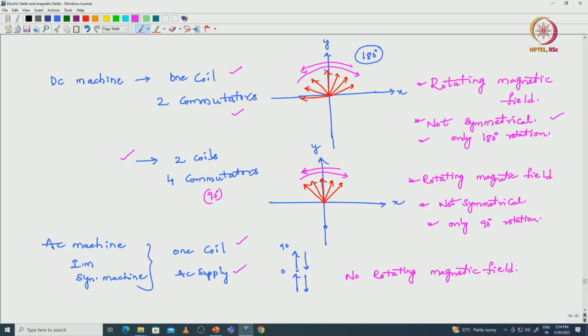On the other hand, in AC machines like induction machines and synchronous machines with a single coil and AC supply given at the stator side, we have concluded that there is no rotating magnetic field. The vector is increasing and decreasing with respect to one particular direction, that is what we can observe here. This is the one with respect to one particular coil.